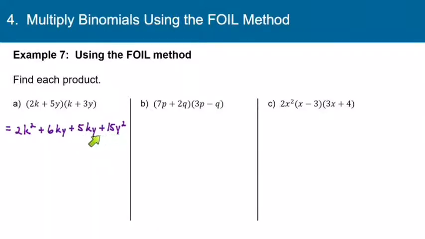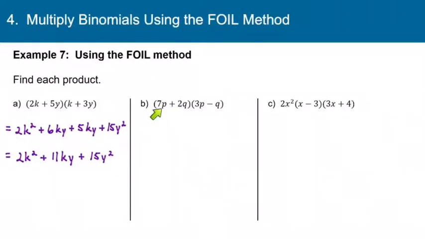Now look at your terms and see if there are any like terms, and we notice that our two middle terms are both ky. So that's going to give us 2k squared, 6ky plus 5ky will give us plus 11ky, and then 15y squared goes on the end.